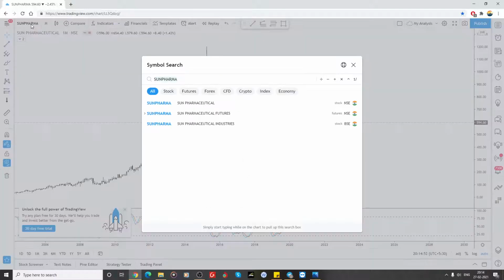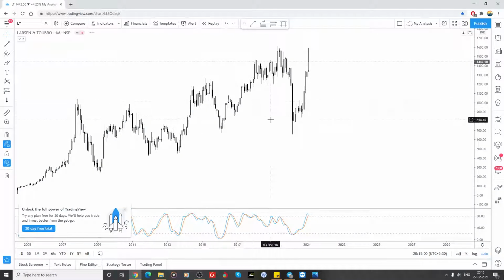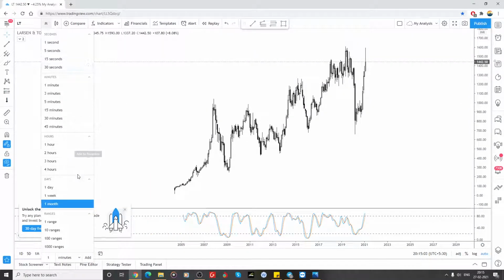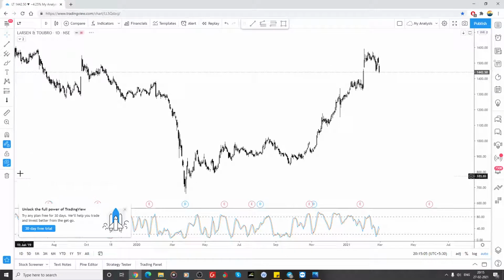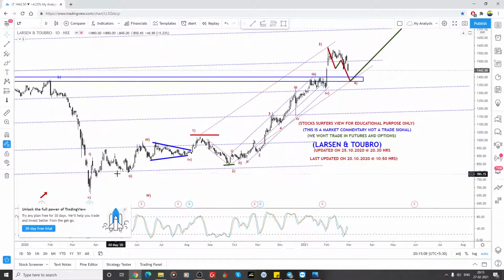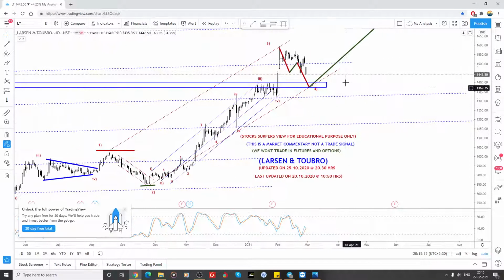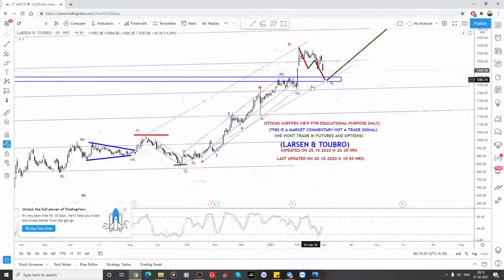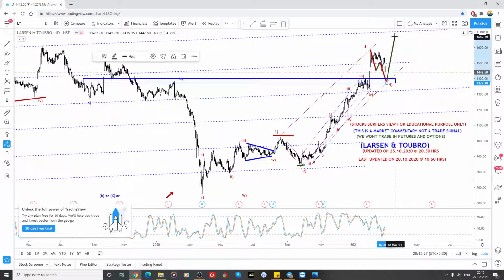And next we can go for L and T. So L and T also. So 1, 2, so 3, and again I am expecting the 4th wave. So it is coming to our zone. So if it reaches, we can again add positions here at nearly the 1380 zone, and looking for the target of 1700. So that is my target.